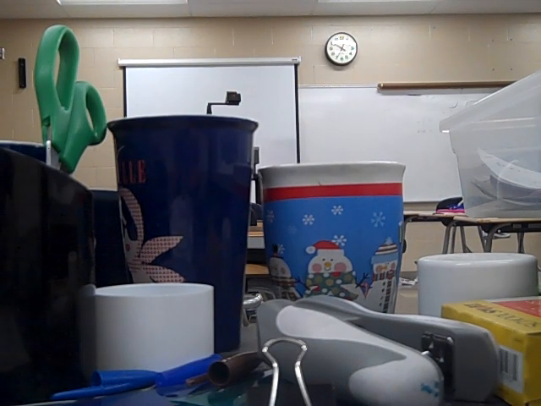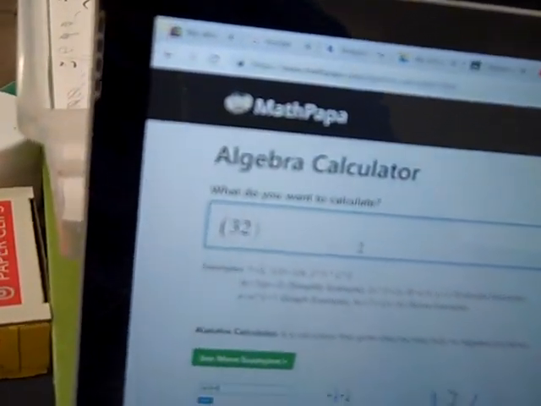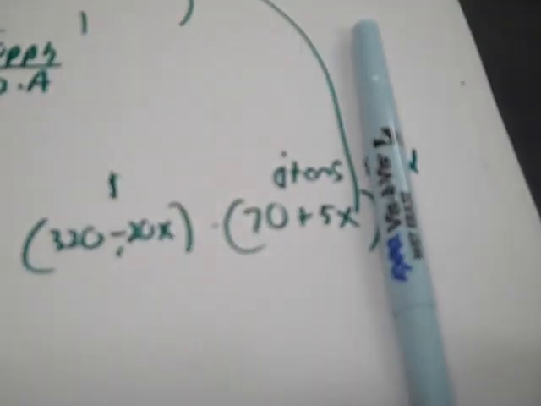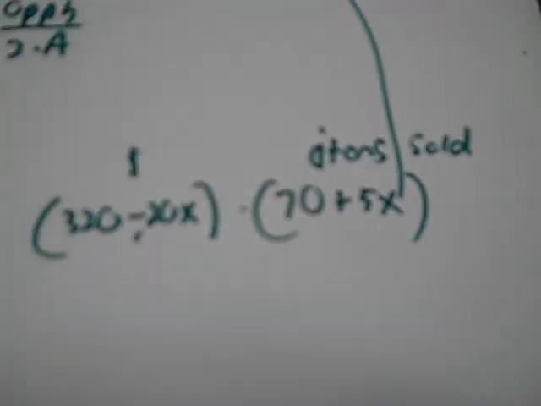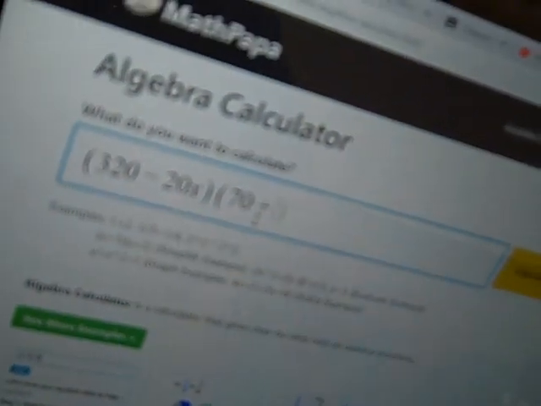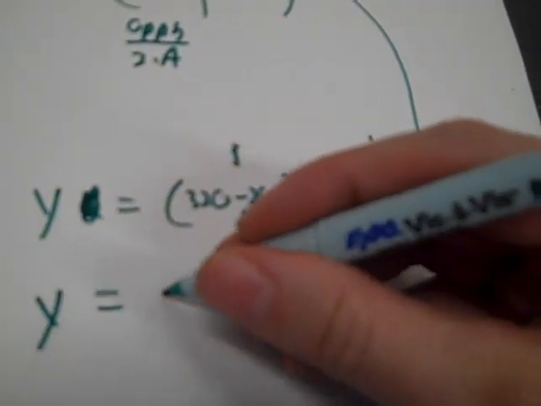And on that Math Papa calculator, I'm going to take 320 minus 20x, that's my cost, multiply. You don't even have to put the multiplying operator. If you just put another parentheses, it knows it's multiplying. Then 70 plus 5x. Okay, and that's negative 100x to the second.